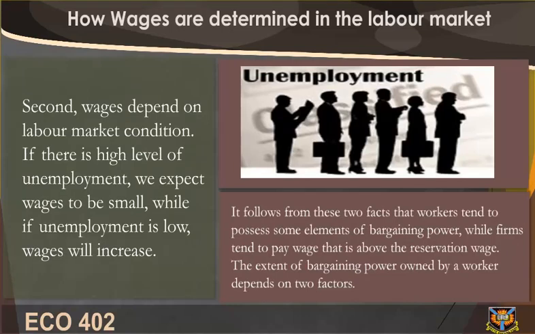Second, wages depend on labor market conditions. If there is a high level of unemployment, we expect wages to be small, while if unemployment is low, wages will increase. It follows from these two facts that workers tend to possess some element of bargaining power, while firms tend to pay a wage that is above the reservation wage. The extent of bargaining power owned by a worker depends on two factors.